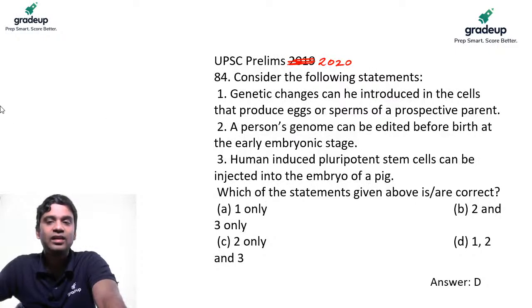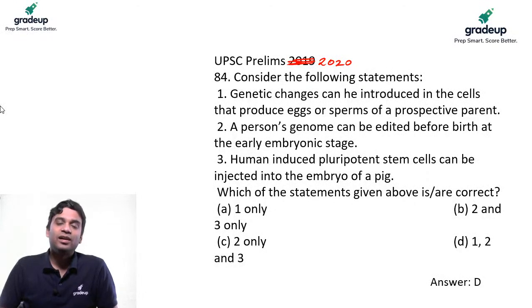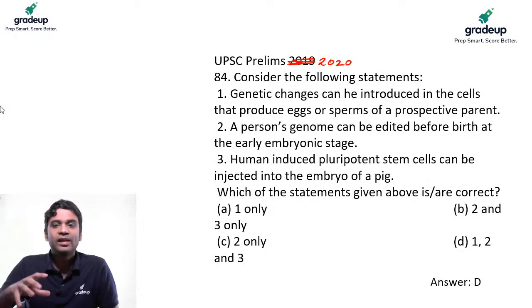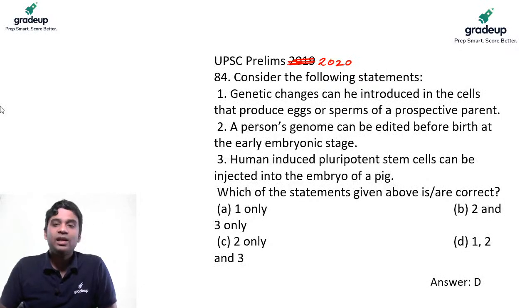Gattaca is the name of a movie. Okay, it is by Ethan Hawke. Ethan Hawke is the hero. If you want to take a break on Sunday, you can watch that movie. Just in that, the ethical debates from genetic engineering are shown. But for people who are giving mains this year, please don't watch movies. You have very less time. Now focus on studying. Fine.